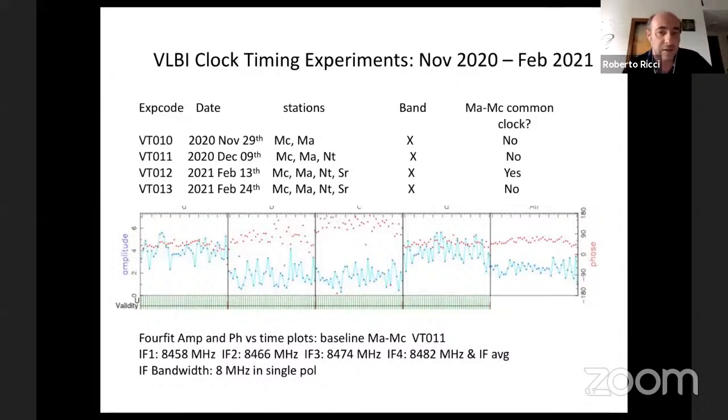In particular, the second to last experiment, WT012, was performed with the Matera and Medicina receiving the remote clock reference from Torino. All experiments were performed in X-band, and the last 2 experiments have all the 4 Italian antennas for the first time working as VLBI antennas together. And we performed observation using a receiver operated by the Italian Space Agency at Sardinia Radio Telescope. They're working in X-band for this purpose.